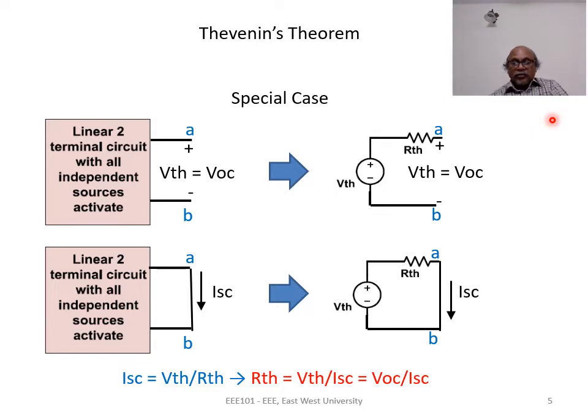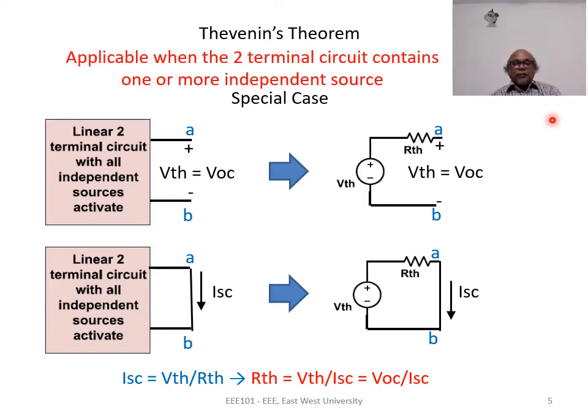Next, we want to know when we can apply the special case to determine RTH. The special case is applicable when the two-terminal circuit contains one or more independent sources. That is, the two-terminal circuit must have at least one independent source. If there is no independent source in the two-terminal circuit, the special case cannot be applied.